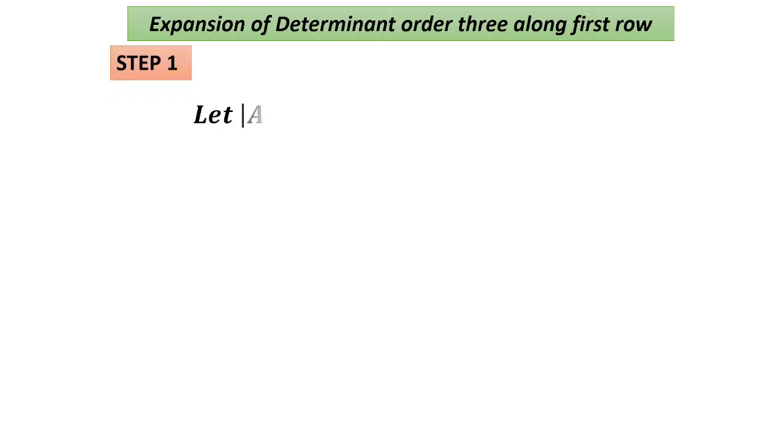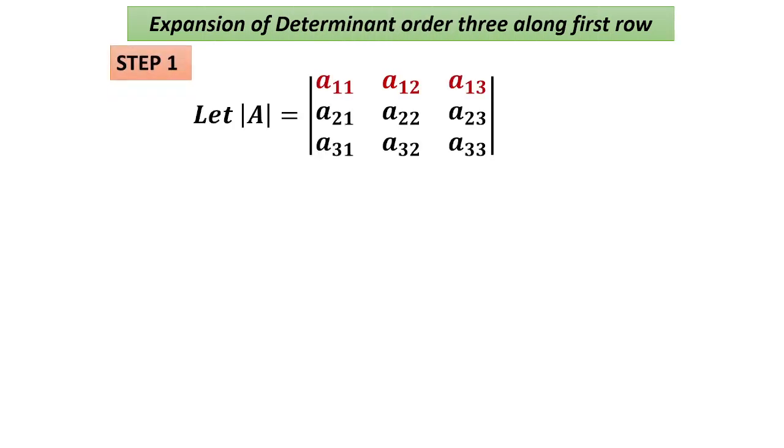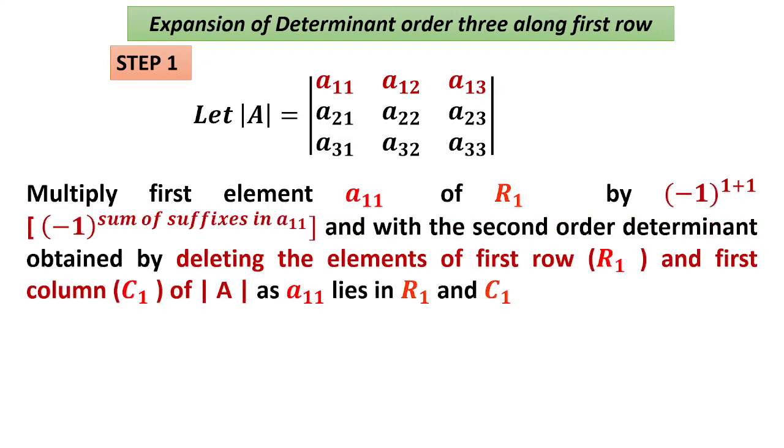Now along the first row, let us see. If you want to expand it through the first row, then what you have to do? Multiply the first element of the first row by minus 1 whole power 1 plus 1. Why is it minus 1 whole power 1 plus 1? Because it is a11.